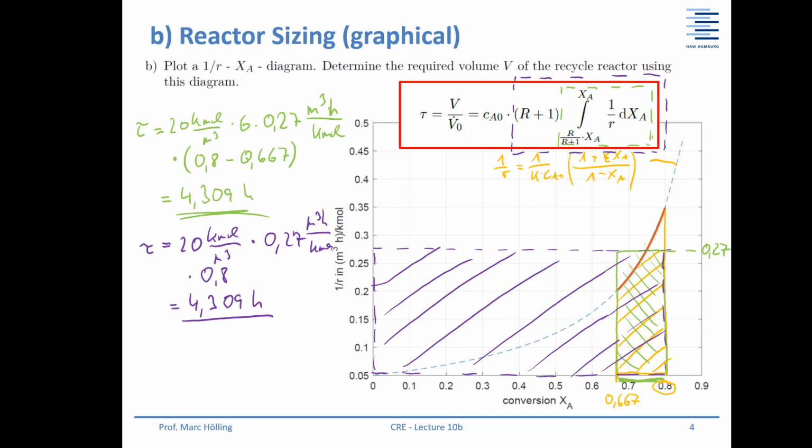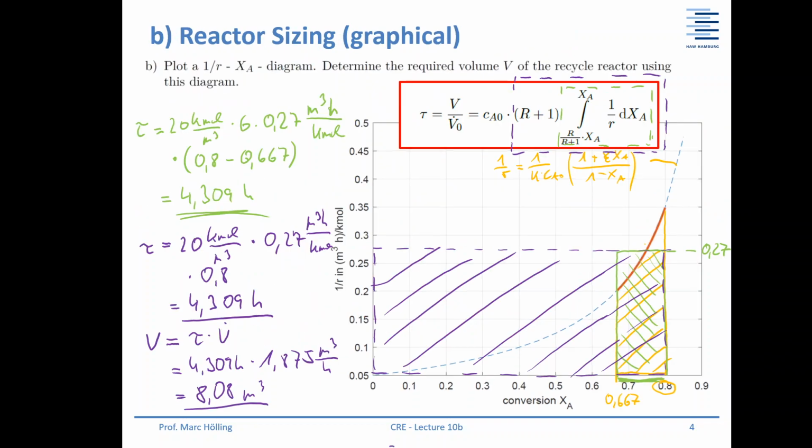Okay, and actually it wasn't asked for the residence time, but it was asked for the volume of the reactor, and the volume is just your residence time times the volume flow. This is 4.309 hours. The volume flow we had in the last worksheet, this was 0.875 cubic meters per hour. Then you end up with the volume of 8.08 cubic meters. Okay.